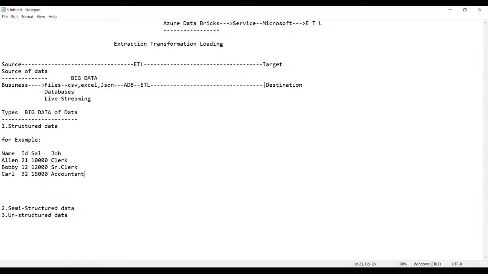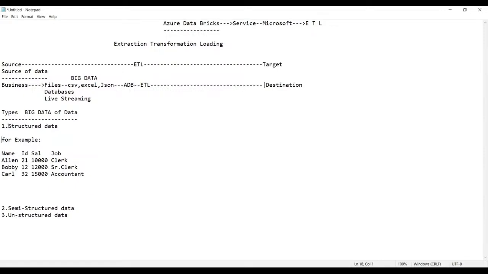Now tell me, this data is in which format? Rows and columns. Am I right, guys? Yes, it is in the proper form of rows and columns. Hence, this kind of data is called what, guys? Structured data. Very good. This kind of data is called structured data.